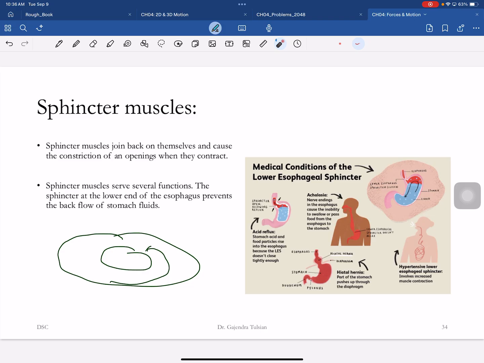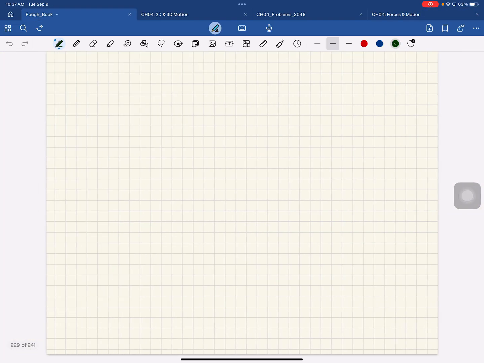And of course, you can close your mouth, and the other end also you can close with something called a sphincter muscle. Okay, so you have these muscles that are circular. And when these muscles contract, they can close and open things. And these are very important.